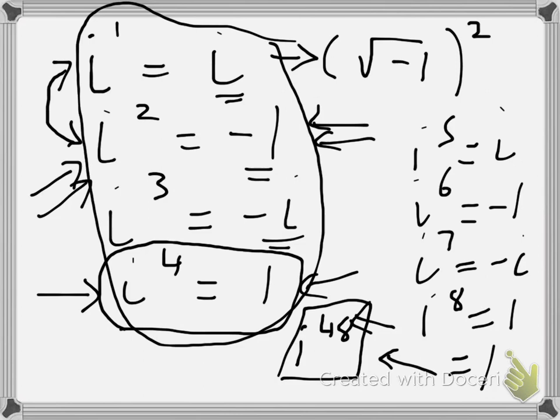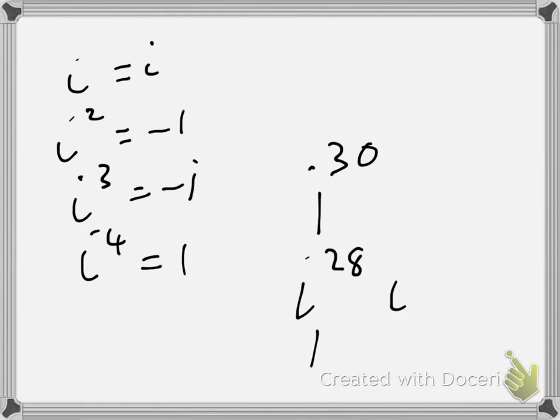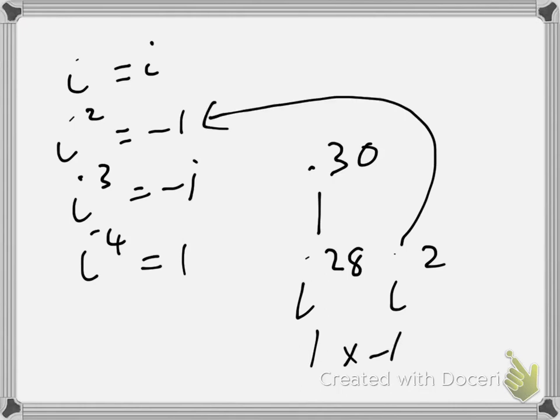I'll just do another. So remember, i squared is -1, i cubed is -i, i^4 is 1, and it keeps repeating. So if I say what's i^30? Well, think about it like this. That's i^28, which is a multiple of 4, so it must be 1, with i^2 left over. What's i^2? It's -1. What's 1 times -1? It's -1. And so on.